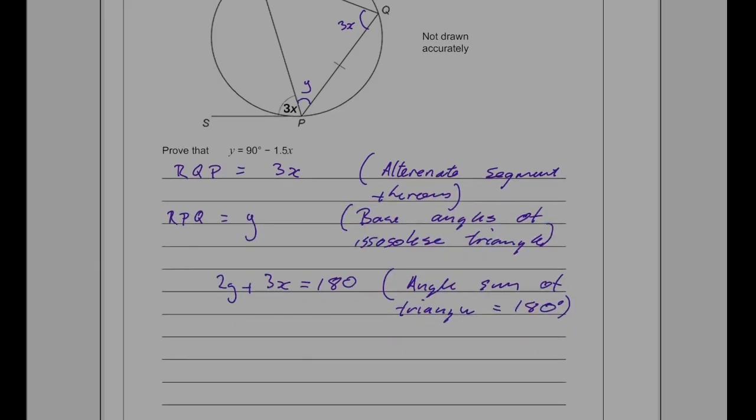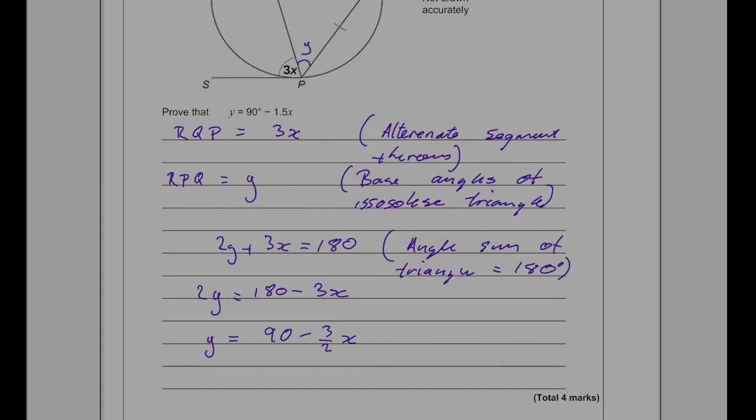So if we rearrange this for y, 2 lots of y is going to be equal to 180 minus 3x. And then if we divide through by 2, that would be 90 minus 3 over 2x. And we wanted it to be minus 1.5, which it is. So y is equal to 90 minus 1.5x, which is what we're asked to show.